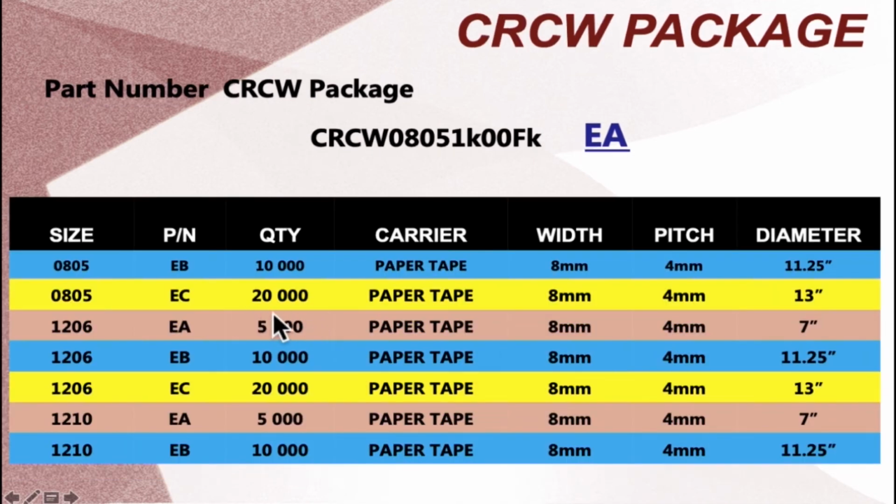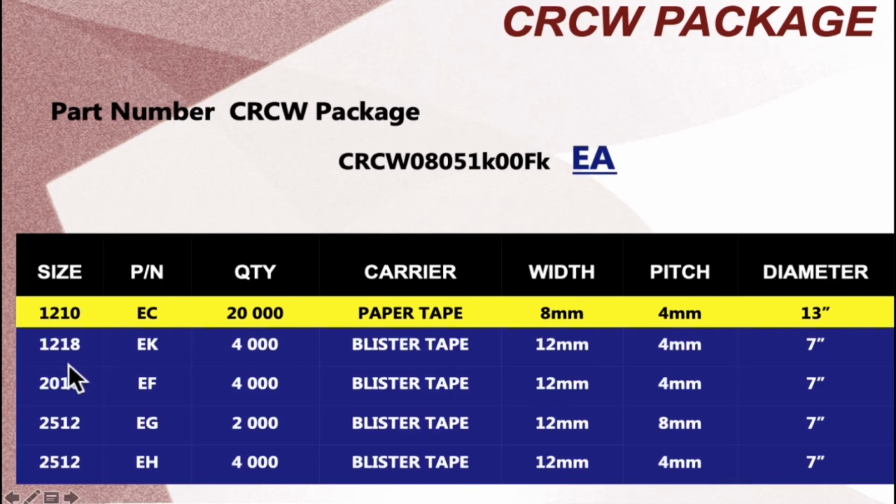0805, the maximum quantity is 20,000. 1206, also maximum quantity 20,000. Bigger sizes, 1218, 2010, 2512, use blister tape, plastic. The width is 12 millimeters. Pitch here is 4 millimeters. In 2512, pitch is 8 millimeters. The diameter of the reel is all 7 inches.